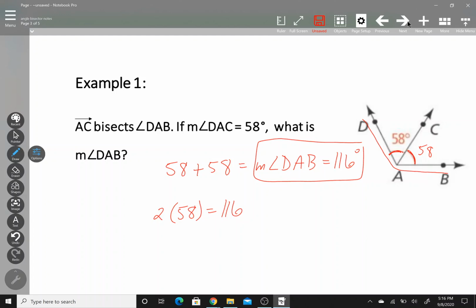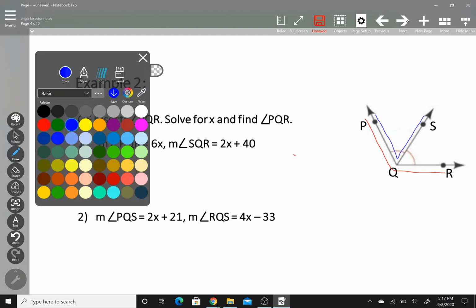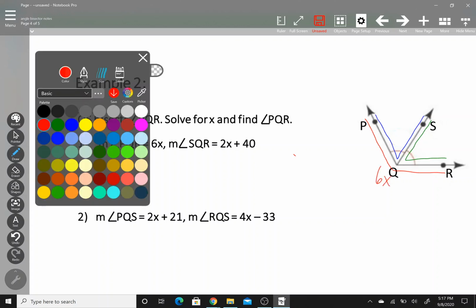All right, next example here. It says QS bisects angle PQR. So PQR is the big angle, and it's being cut into two smaller angles. So we have PQS and SQR. They said PQR is 6x. So the big one, the outside, is 6x. And it says SQR is 2x plus 40.